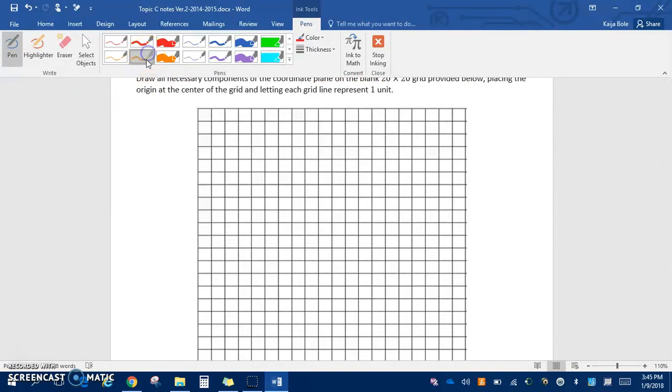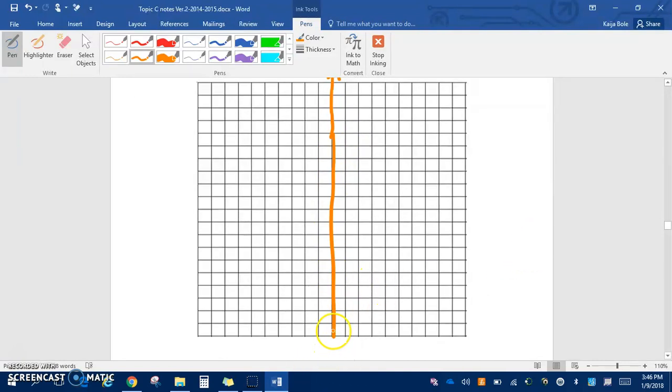And draw them in orange so we can really see them. So it's a 20 by 20, so we need to go halfway. So 1, 2, 3, 4, 5, 6, 7, 8, 9. This is 10, so this is where your line's going to go down here for your y-axis. So go ahead and put that in on your paper. Make sure you put arrows at the end because it does go on forever.